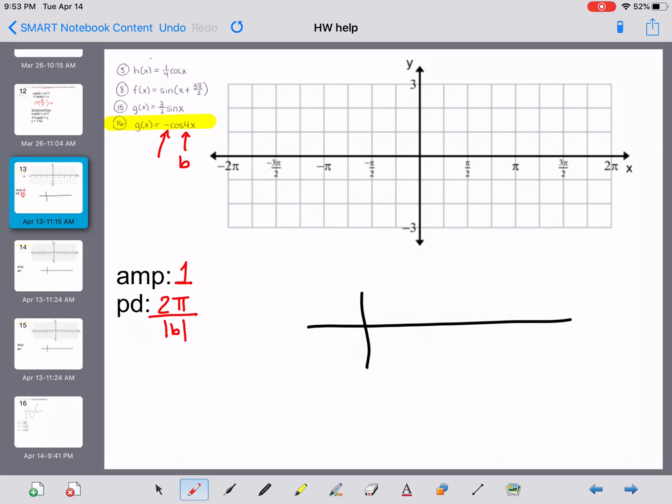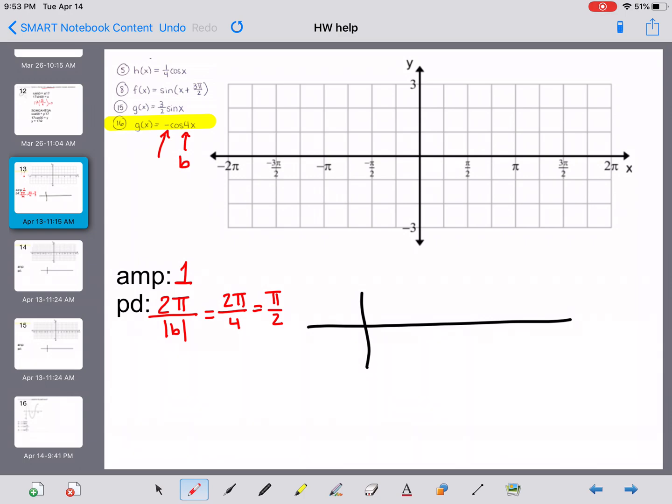So 2 pi divided by 4 gets you pi over 2. So that means that the length of one cycle is pi over 2. Our normal length of a cycle for the parent function is 2 pi, right? And if you know what those values are, and you can look at the graph to help you see them, you see that pi over 2 is smaller than 2 pi.